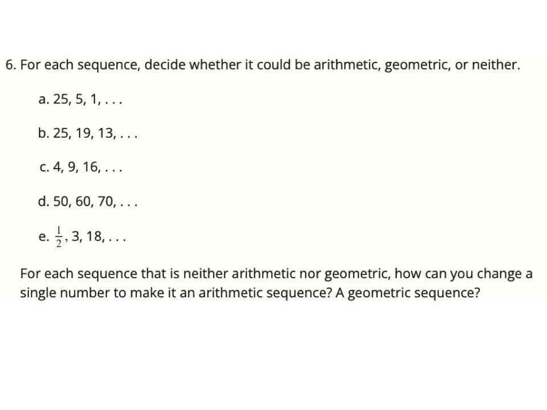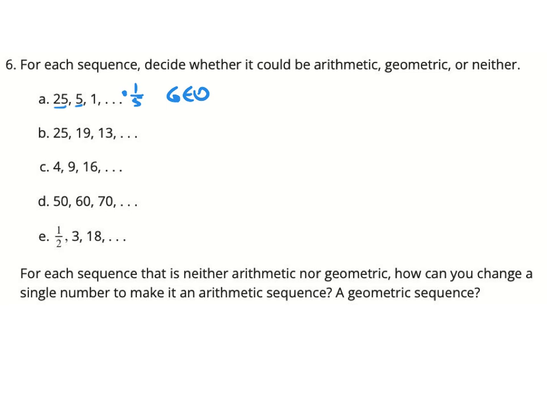Okay, so now let's look at number 6. For each sequence, decide whether it could be arithmetic, geometric, or neither. So to get from 25 to 5, we divide by 5 or multiply by 1/5. 25 divided by 5 is 5. 5 divided by 5 is 1. So this looks like it would be geometric.